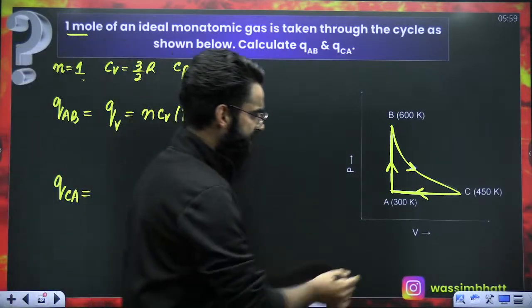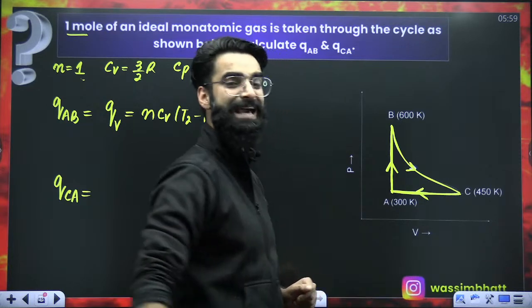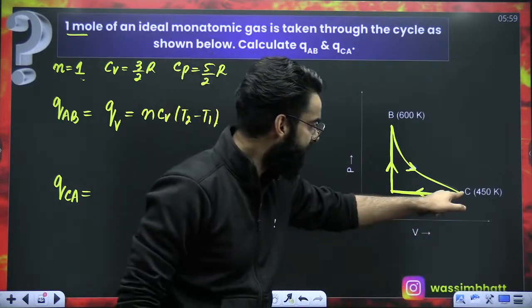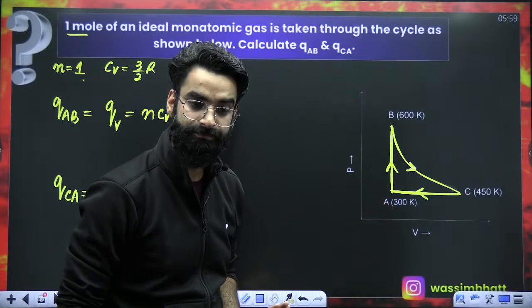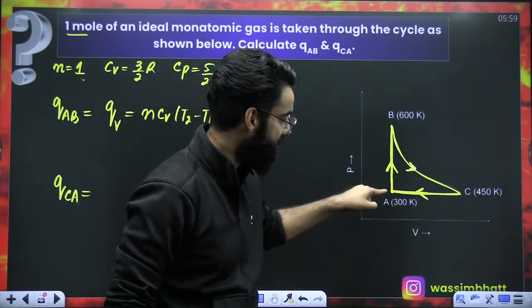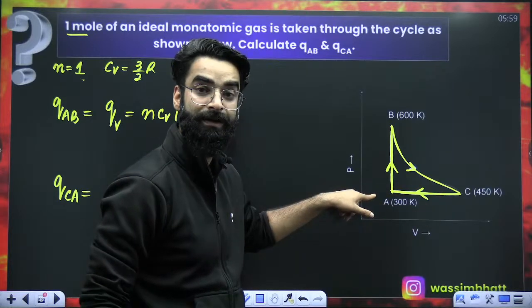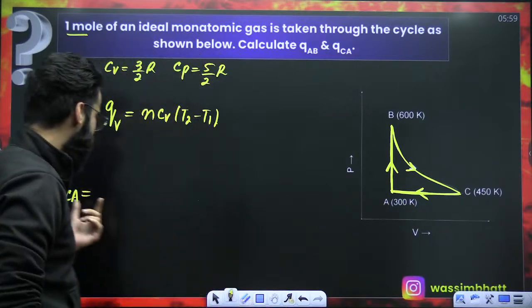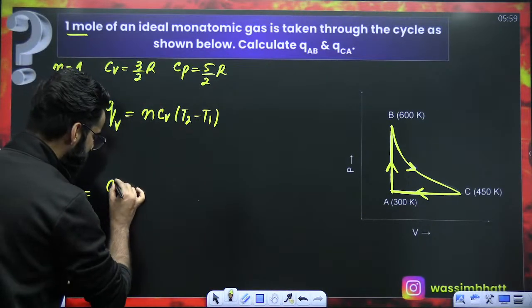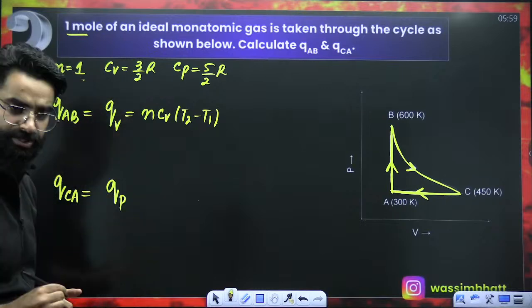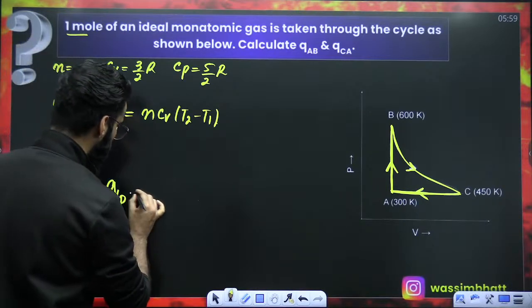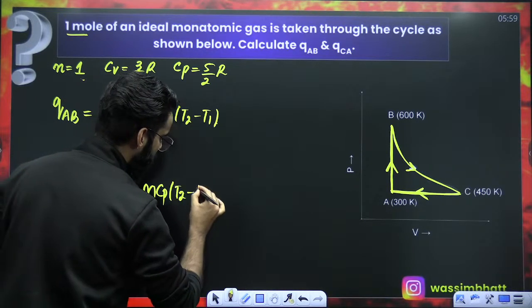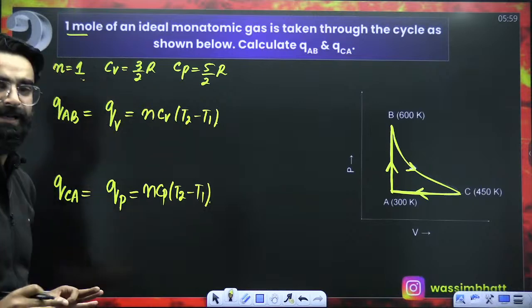What is QCA? Look at the process CA. Is the CA process isochoric or isobaric? The CA process is isobaric. Pressure throughout this process is remaining constant, right? So the CA process is happening at constant pressure. So what is QCA then? It is the amount of heat absorbed or released by the gas at constant pressure, QP. And you must know QP is basically equal to nCP (T2 minus T1) for the ideal gas. I hope this is clear to everyone.